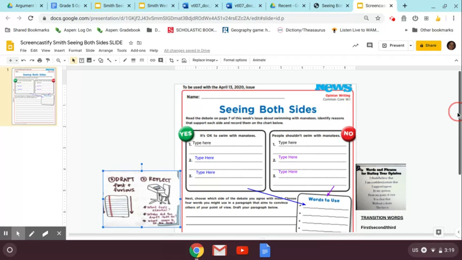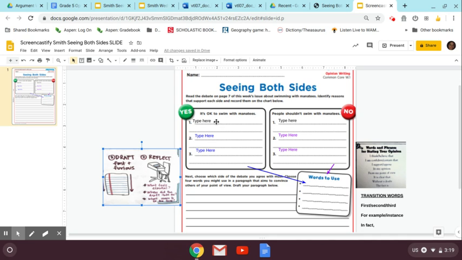I know it's kind of small here, but if I go big, it tells you, based on what you read about swimming with manatees, identify reasons that support each side, the yes side and the no side. And we've done the debates in Storyworks this year.